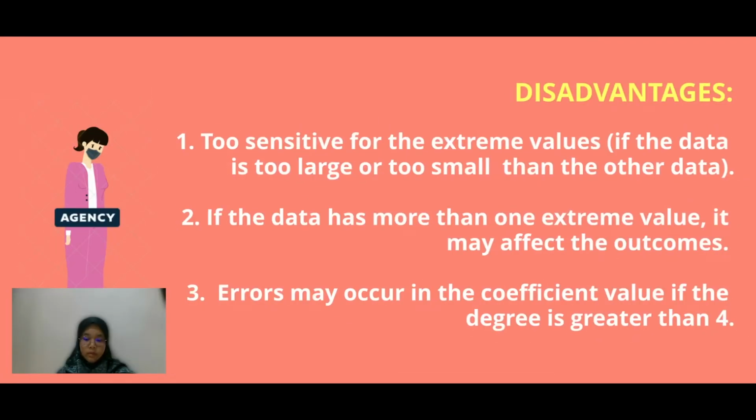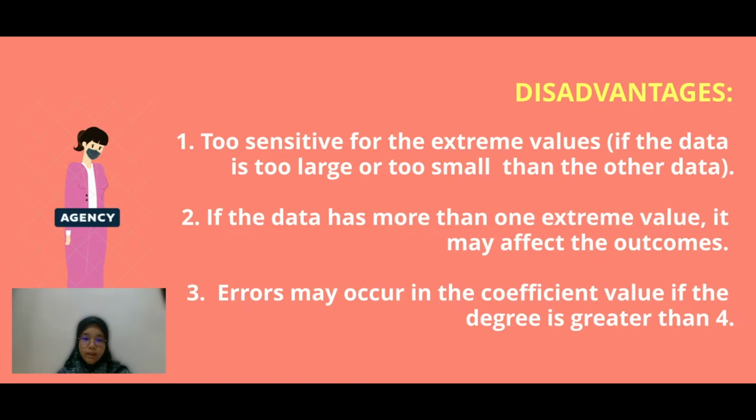Now, for the disadvantages, the first one is it is too sensitive to extreme values. Extreme values are when the data is too big or too small compared to the other data. For example, if we have the values 100, 200, 300, and the last value is 1000, then the 1000 is the extreme value.